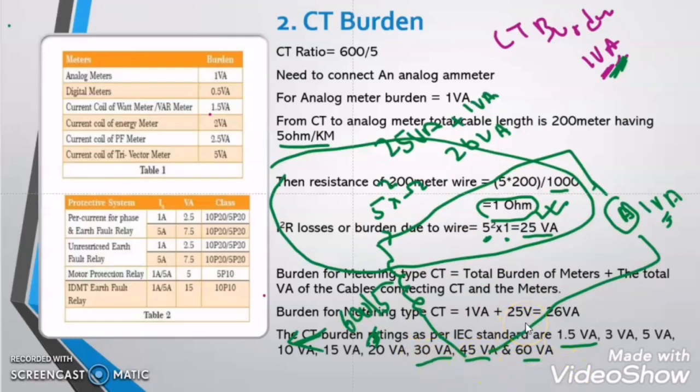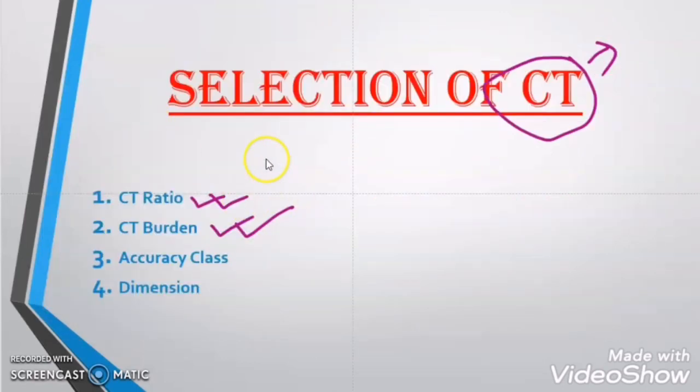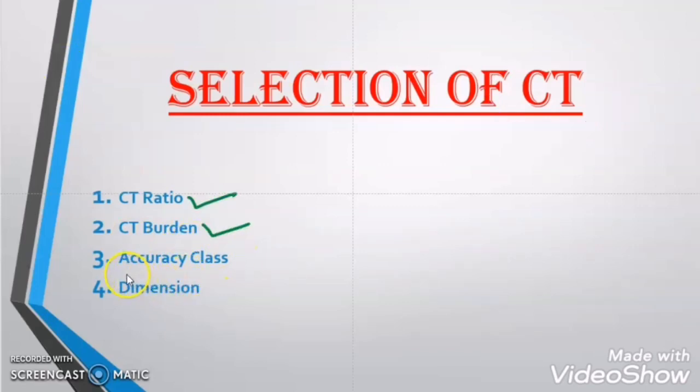Hope you understood how to calculate the CT burden, or how to select the CT burden for a particular CT as per your requirement. So in order to select the correct CT, we completed the second criteria also. We learned how to select the CT burden or how to calculate the CT burden. Now let us move further to calculate the accuracy class of a current transformer in order to select the correct CT.